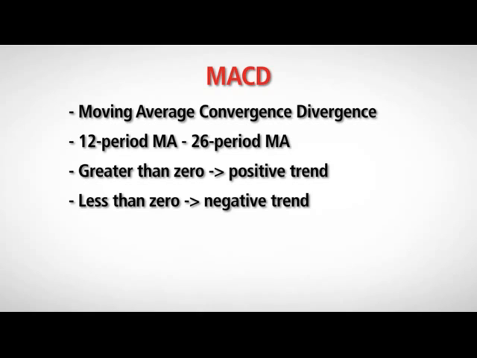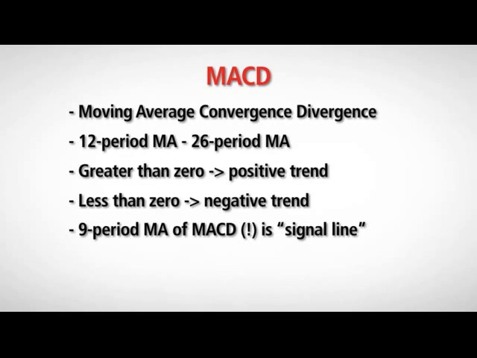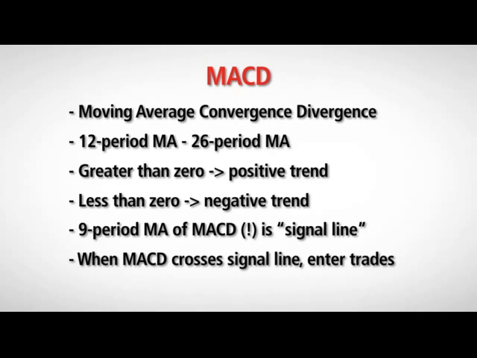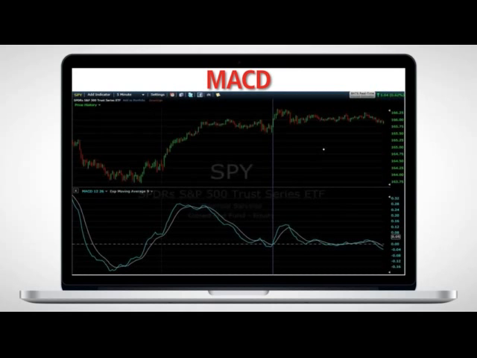Now, if that wasn't complicated enough, we then take a 9-period moving average of the MACD, yeah, that's right, and we call that a signal line. And when MACD crosses the signal line, that becomes your indicator to enter trades. Now, if this sounds really complicated, don't worry, just hold on. I'm going to show you an example. It'll be really simple. So here's an example.